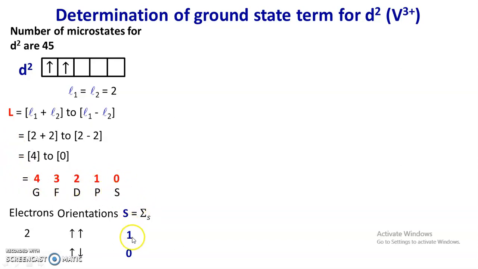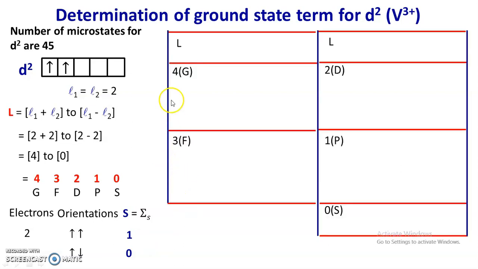Now each of the L values couples with the S values, and we get the different possible terms and term symbols. So these are the possible L values for the d2 configuration, that is 4, 3, 2, 1, 0, and the corresponding symbols, that is G, F, D, P, S. Now the S values are 0 and 1, and each of the S values couples with each of the L values. First of all, consider the coupling of the S values with L equal to 4.